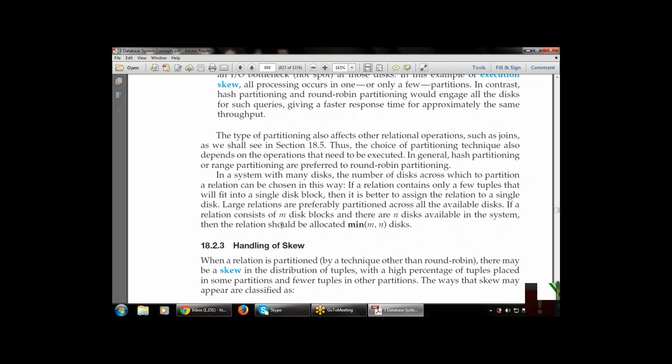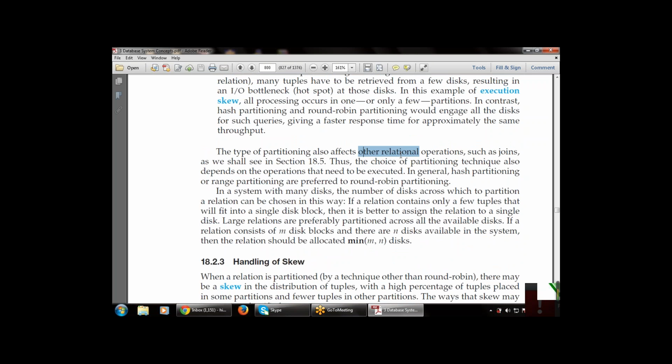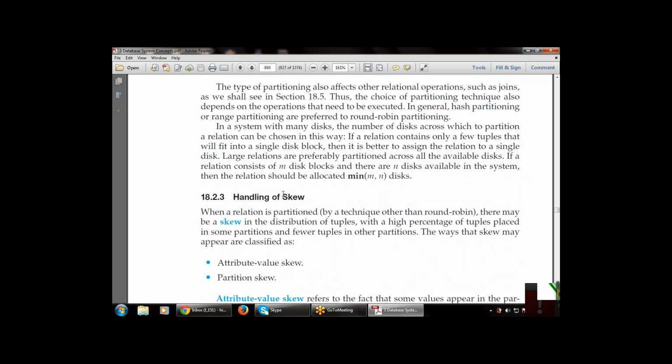The type of partitioning also affects other relational operations such as joins, as we see in 18.5. Then there is the handling of skew, that is, how to handle the various skews that are available in the database system. When a relation is partitioned among multiple disks, there may be a skew in the distribution of the tuples, with a high percentage of tuples placed in some partitions.